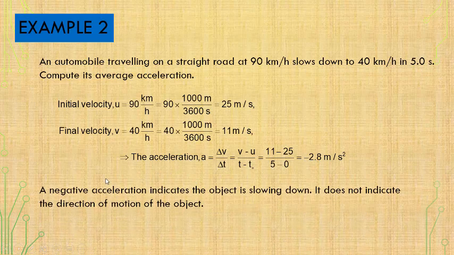The negative sign indicates the object is slowing down. It does not indicate the direction of motion of the object.